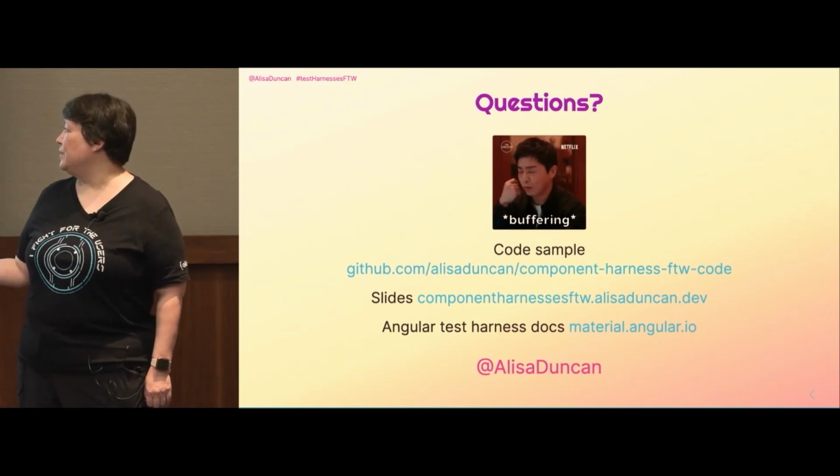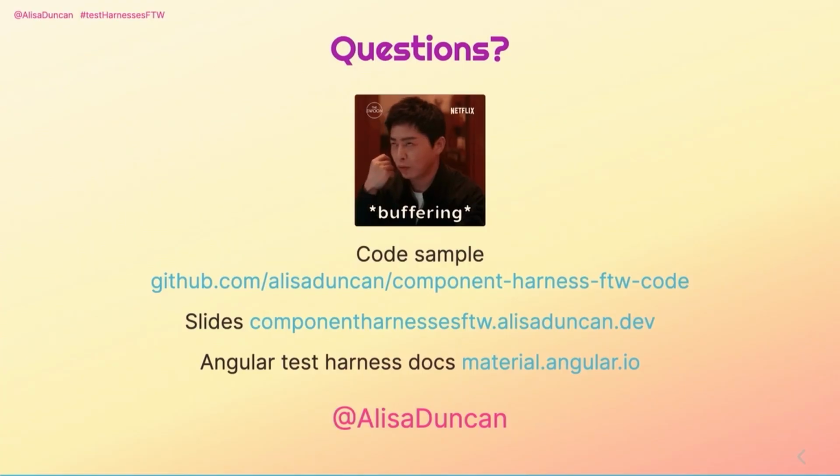There's two documentation pages on Angular's, actually it's on material.angular.io, that I highly recommend reading if you're interested in this. One is how to write tests using Material component test harnesses, and the other one is how to author your own custom test harnesses. That authoring guide also has information on how to author your own harness environments if your favorite testing library isn't covered.